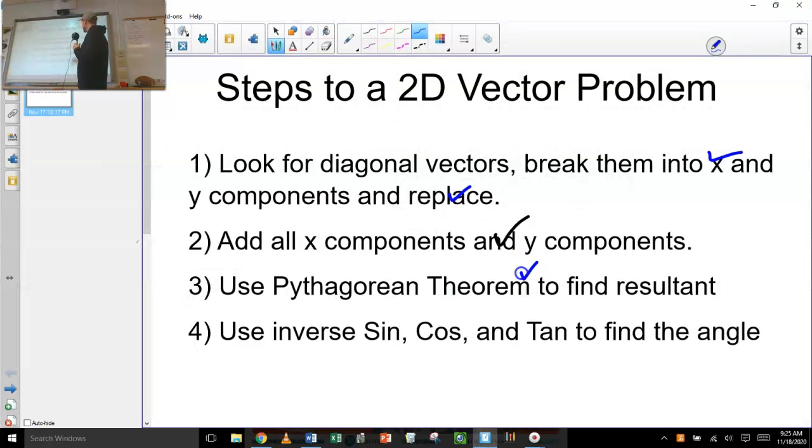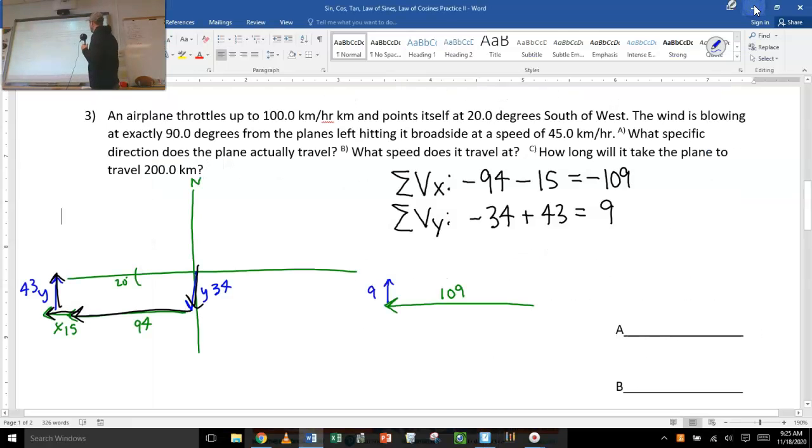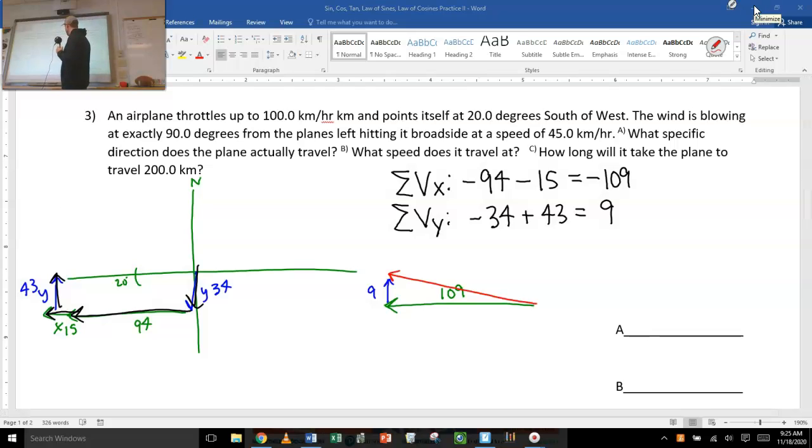I'm going to now use the Pythagorean theorem to find my resultant. So I'll go 109 squared plus 9 squared, and I'll get my resultant, which turns out to be, with significant figures, 109 kilometers per hour.